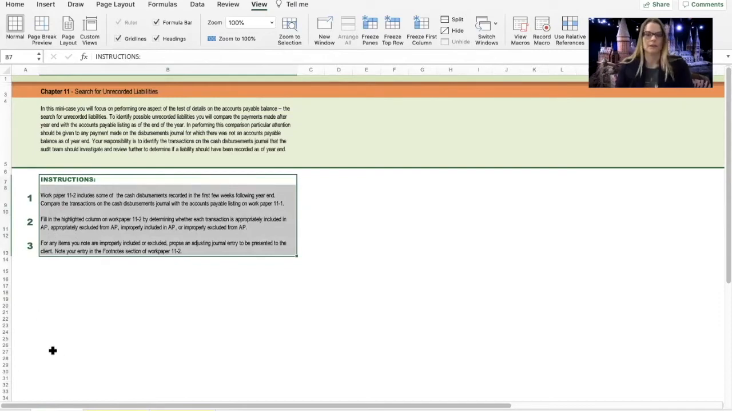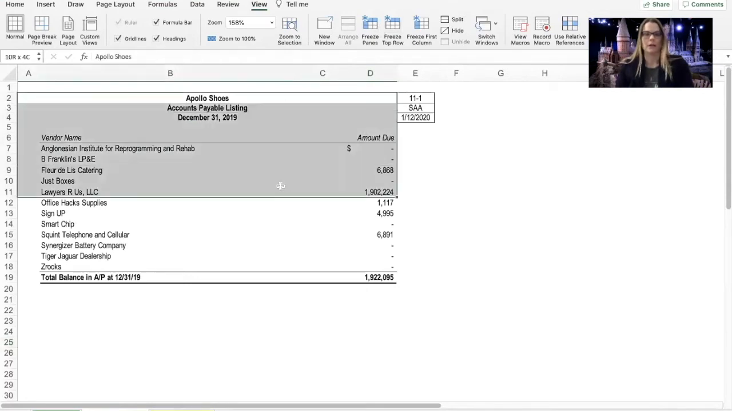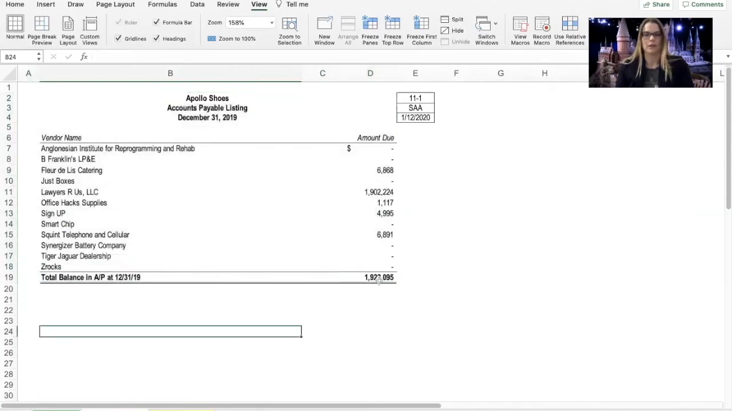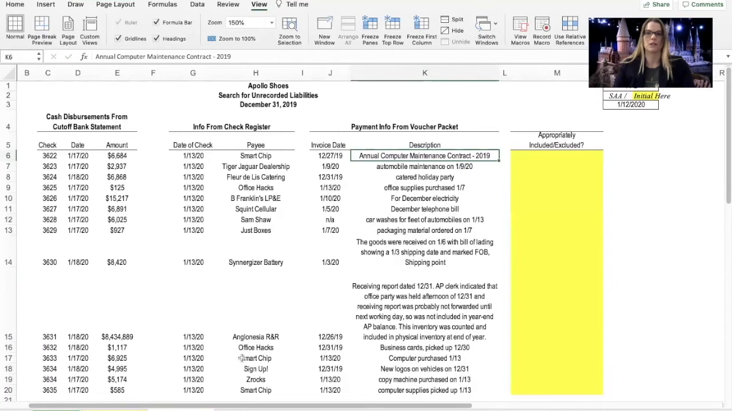I see 11-1 represents what is included in accounts payable at 12/31/19. So these are the things actually included in AP. This is going to be the AP balance that actually winds up in the 10K that we see on the balance sheet. And what the step asked you to do was to look at work paper 11-2, which is this. And work paper 11-2 represents the subsequent disbursements. So these are cash disbursements that are happening in January.